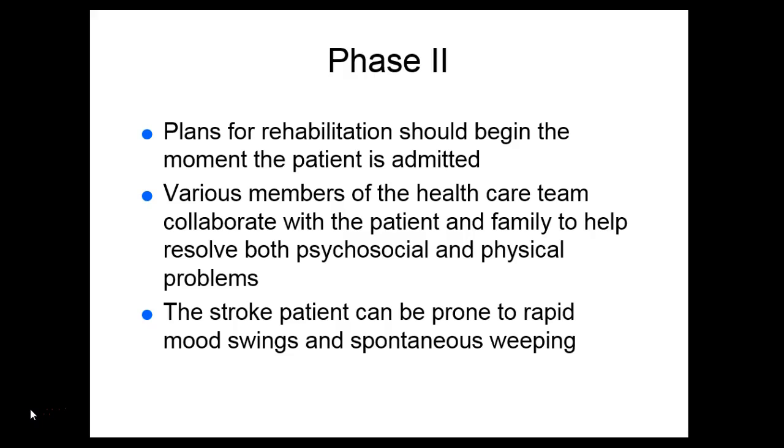During phase 2, we have many members of the healthcare team collaborating with the patient and the family to put together a plan to resolve psychosocial and physical problems. The team members include physical therapist, speech pathologist, social worker, psychologist, and occupational therapist. The patient is usually transferred from the hospital to a rehab facility after their neurological status is stabilized and their vital signs have been stable for at least 24 hours.